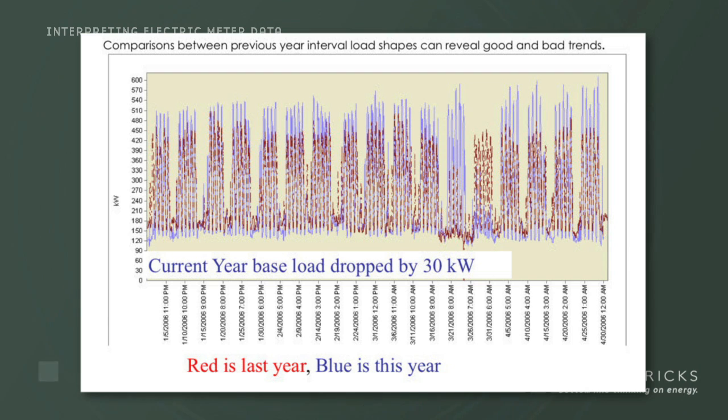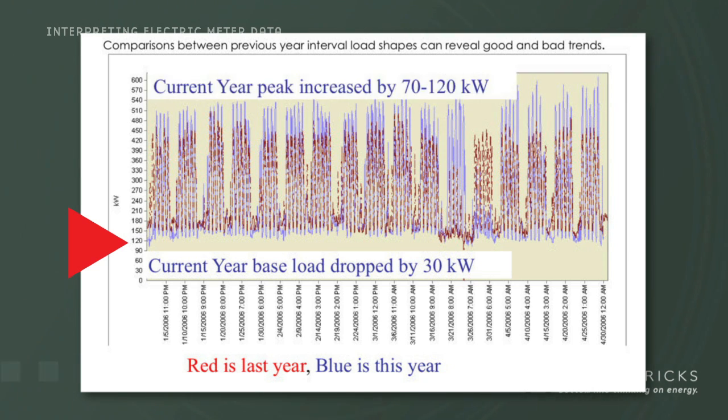For example, the current year base load, which is in blue, dropped by 30 kW. You can see the difference between shutdown values of last year being about 150 kW to now the current of approximately 120 kW. But offsetting all of that is the current year peak. The current year peak increased by 70 to 120 kW.